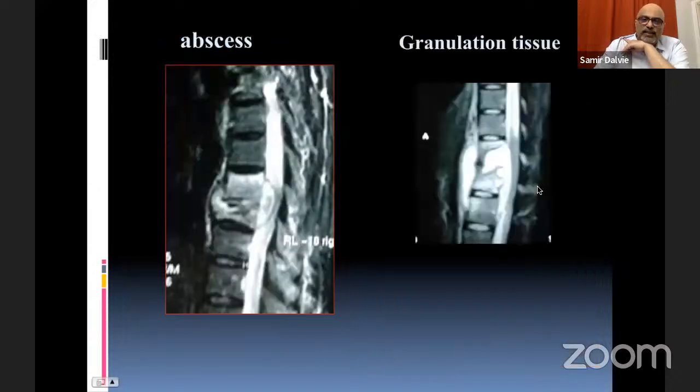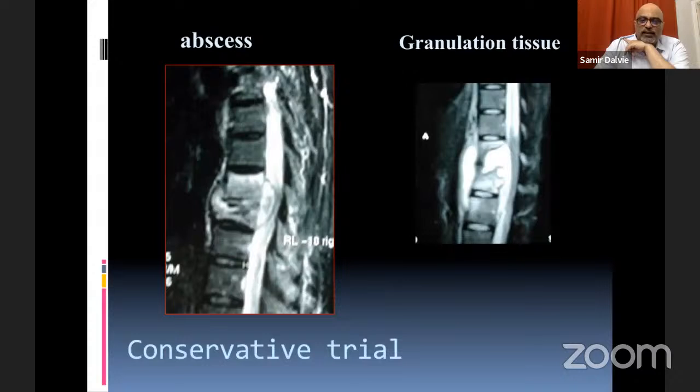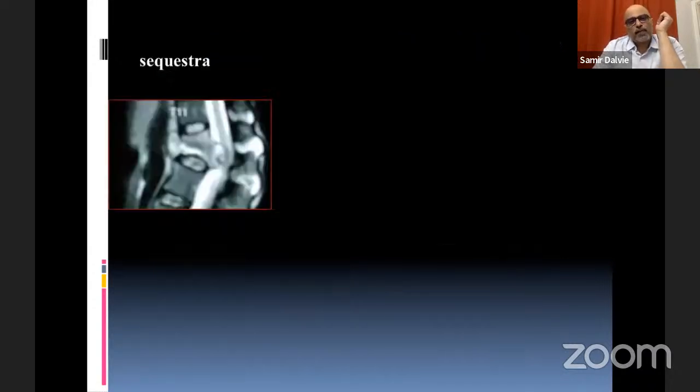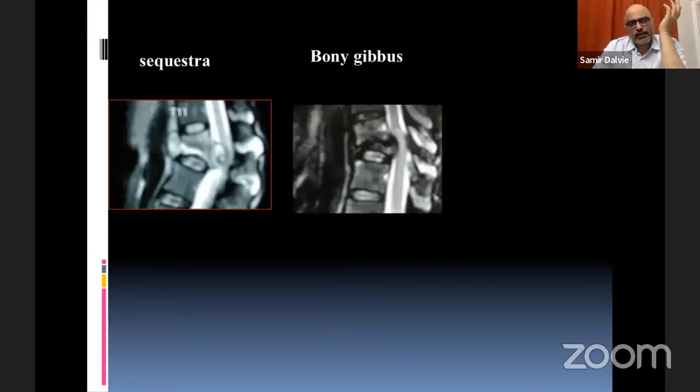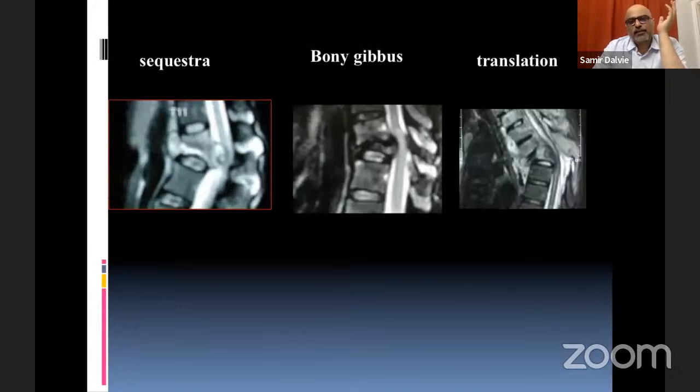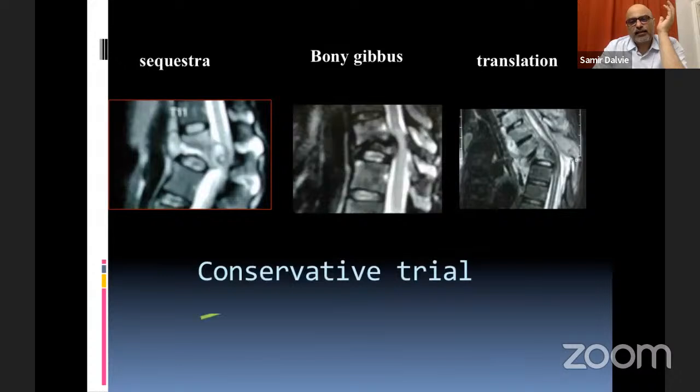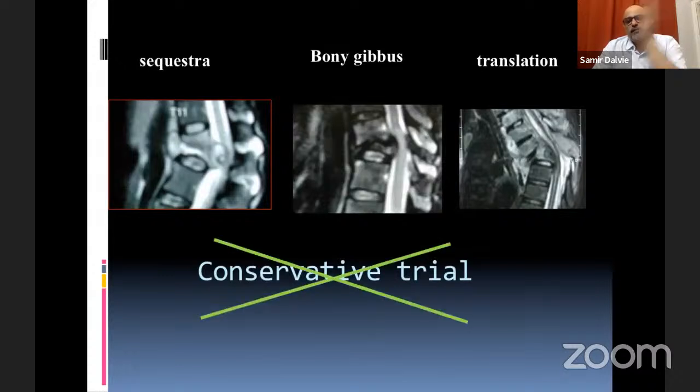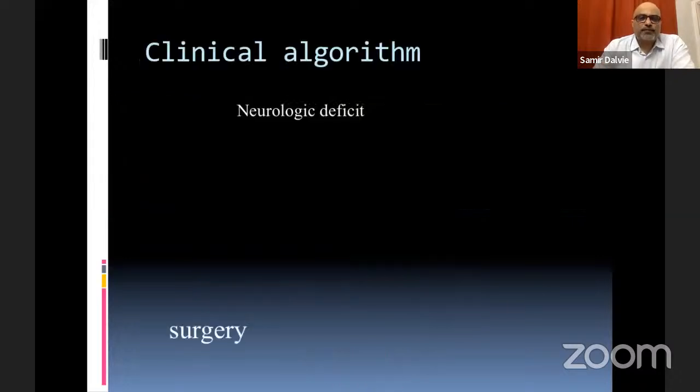So if you have things like abscesses and granulation tissue like this, that's another beautiful picture of granulation tissue, you can definitely give a conservative trial because these will resolve. Sometimes you add a little steroid, but they can resolve and the cord compression can get resolved. But if you have a hard compression like a sequestrum, like a bony gibbous such as this, or a translation, then there's no point in giving a conservative trial because AKT is not going to help this situation. It's a hard compression and these patients then need to be operated.